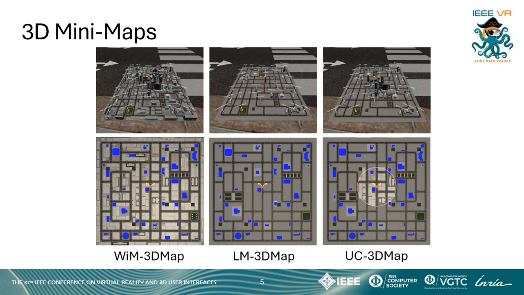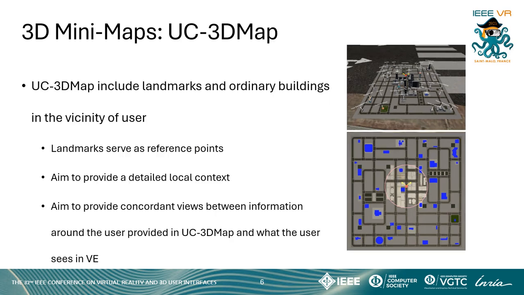Here, we present an illustrative top-down view of the three 3D minimap conditions. Due to reduced clarity of the landmark labels and the "you are here" indicator from this perspective, landmarks are highlighted in blue, while the "you are here" indicator is presented by a red dot. Yellow arrows indicate the user's field of view. The pink circular ring highlights that only ordinary buildings around the user are displayed. User-centered 3D map includes both landmarks and ordinary buildings in the vicinity of the user.